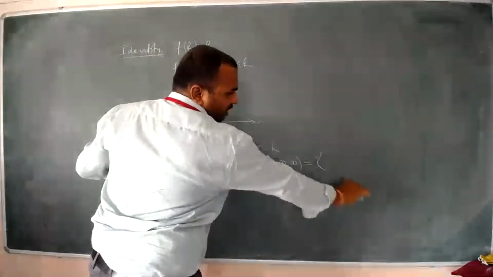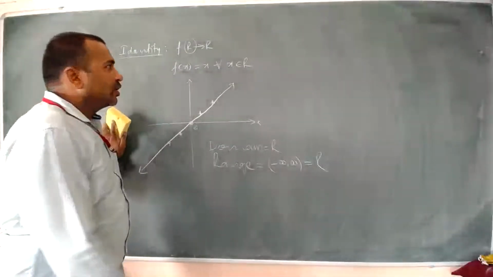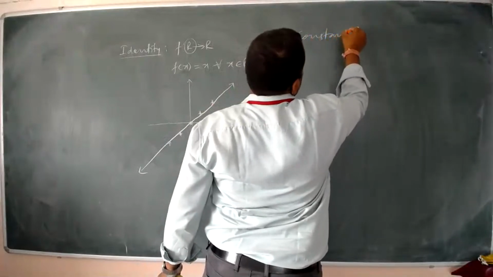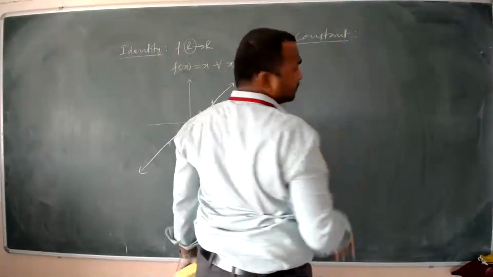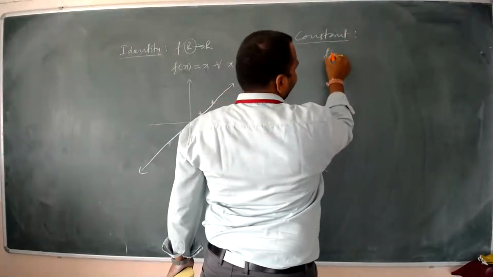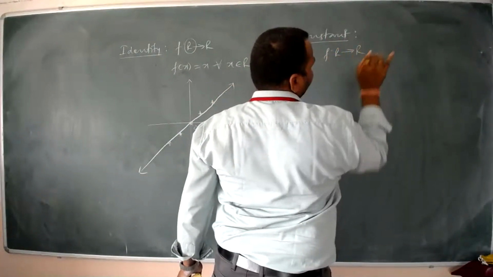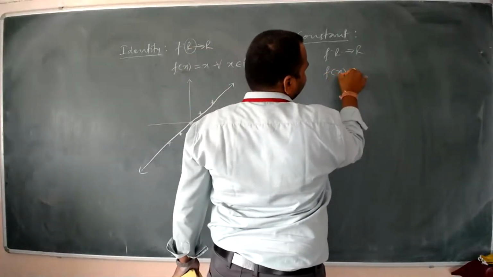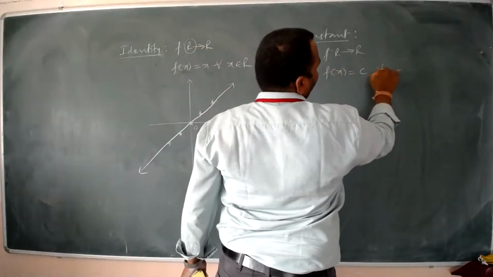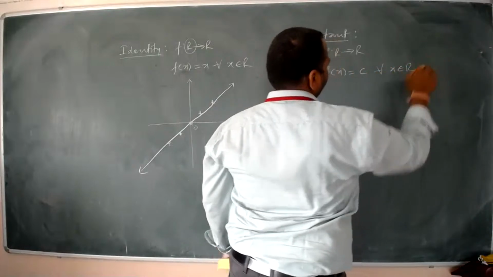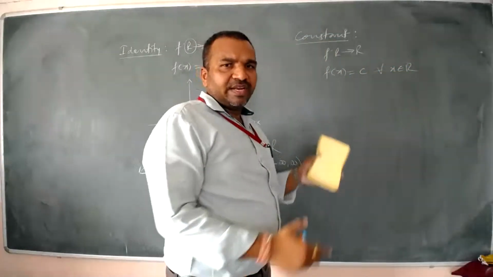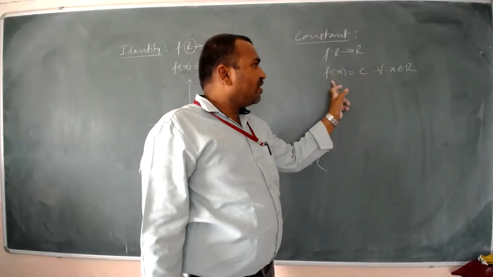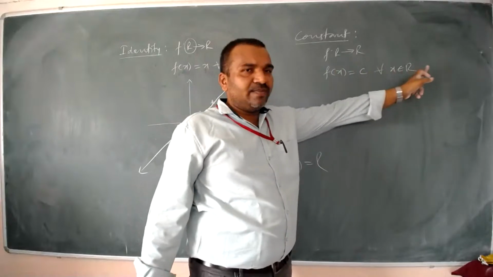Simply we can write R, real number set. Okay. Now, constant function. A function f: R to R is said to be a constant function if f of x equals c for all x belongs to R. Simply we can write like this also: a function f: R to R defined by f of x equals c for all x belongs to R.